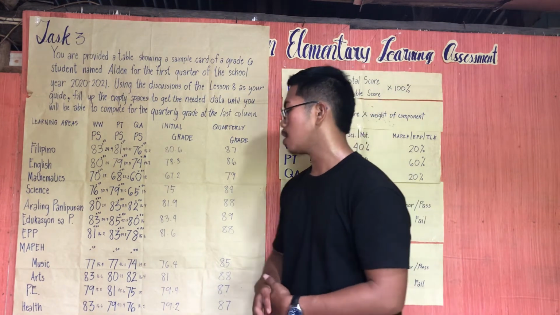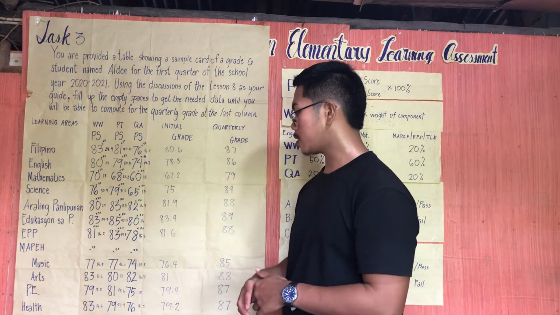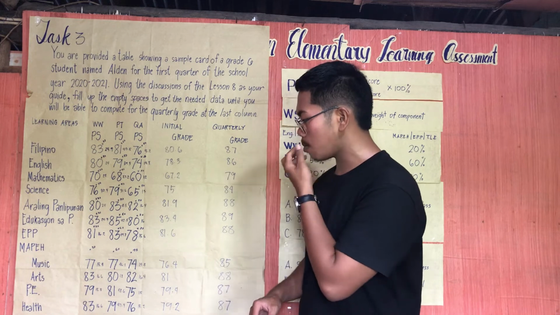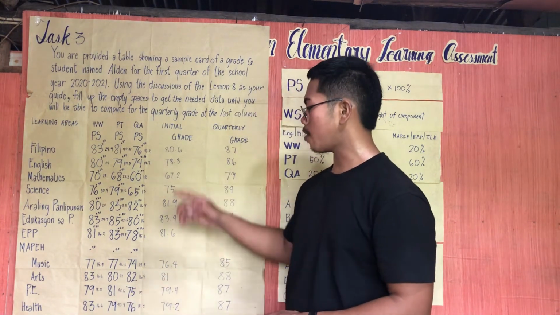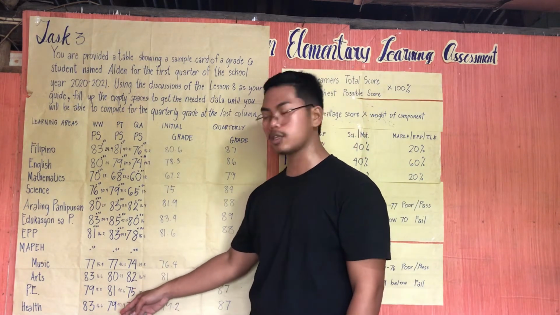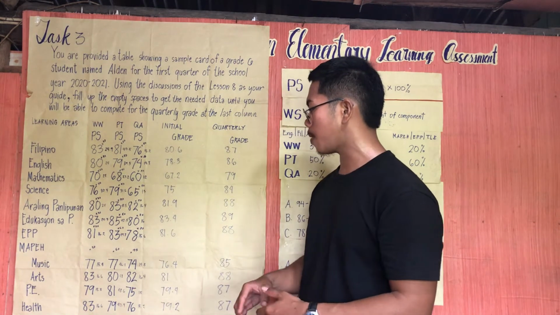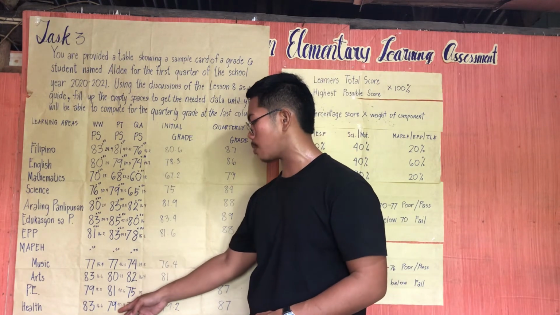And for the health, the given percentage score is 83, and we multiplied it by 20 and we got the answer 16.6. And also for the performance task, the given percentage score is 79, and we multiplied it by 60 and we got the answer of 47.4.